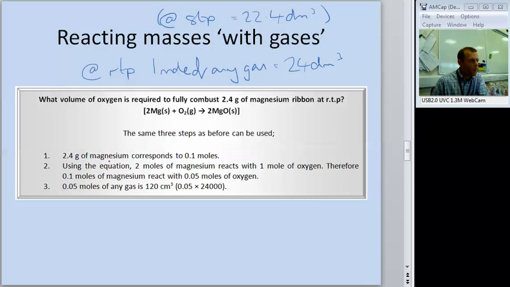So if we've got 2.4 grams of magnesium, again we can do our reacting masses style question. Firstly, convert that to moles, so it's 2.4 divided by 24, which means I've got 0.1 moles. The second step, look at my equation. Well, 2 moles of that react with 1 mole of that. So that tells me how many moles of oxygen I'm dealing with. Now if I know that 1 mole of a gas is 24, that 0.05 is going to be 120 centimeters cubed.